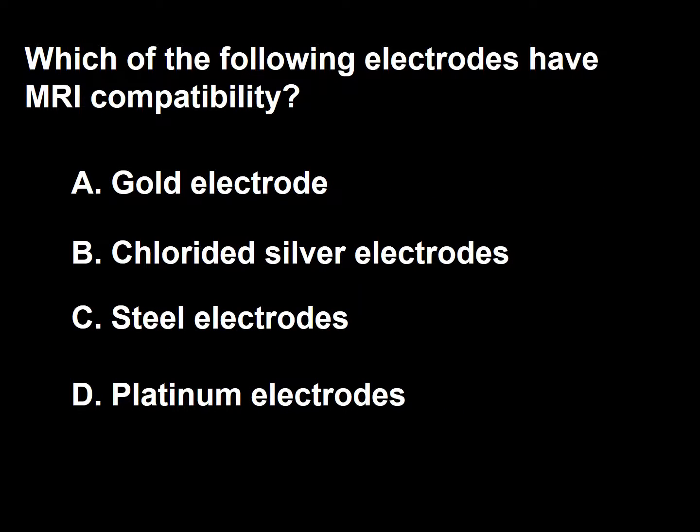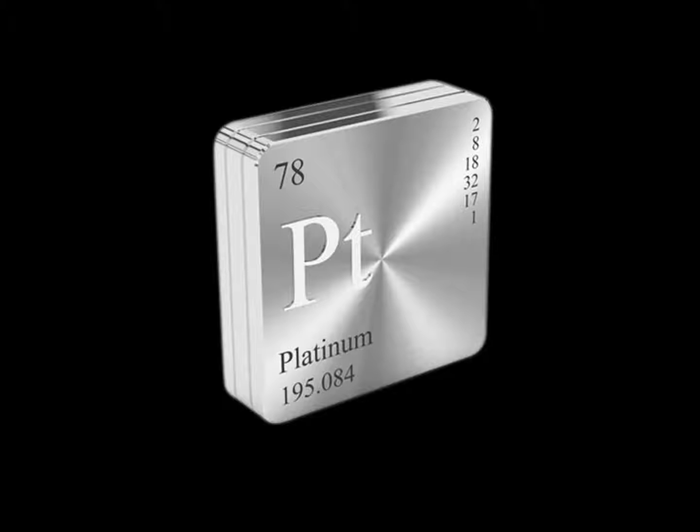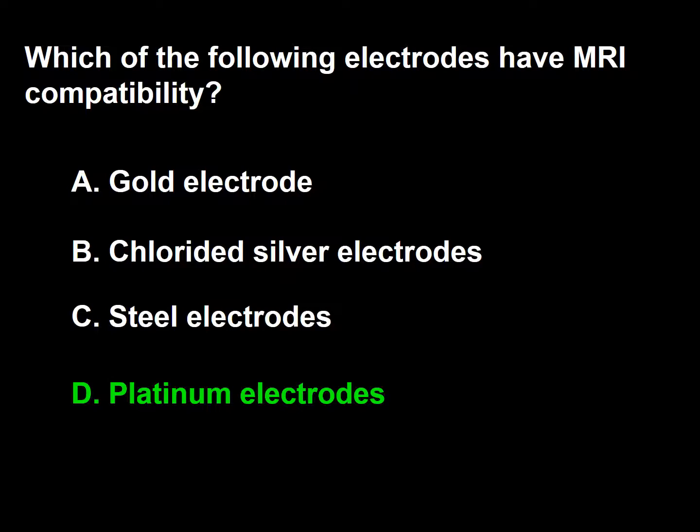Next question. Which of the following electrodes have MRI compatibility? A. Gold. B. Silver chloride electrodes. C. Steel electrodes. D. Platinum electrodes. The answer is the metal that you're seeing in this frame, which is platinum. So the answer to this question is D.